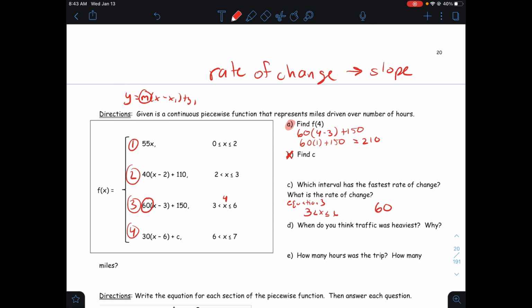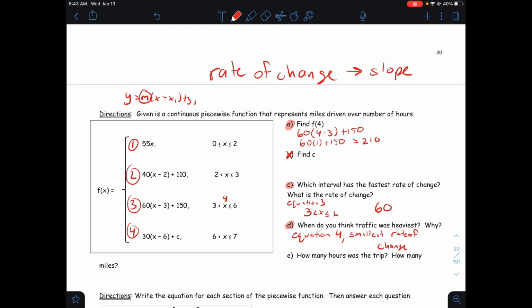All right. It asks when you think traffic was the heaviest. So looking here, think about it, rate of change is going to be how fast they're going, right? So when is traffic the heaviest? Well, that's going to be when they're moving the slowest. So look at these. Which equation do you think represents the slowest traffic? That would be when traffic is heavy. So that is going to be equation 4. And the reason for that is it has the smallest slope, or I guess actually we'll even just say smallest rate of change.